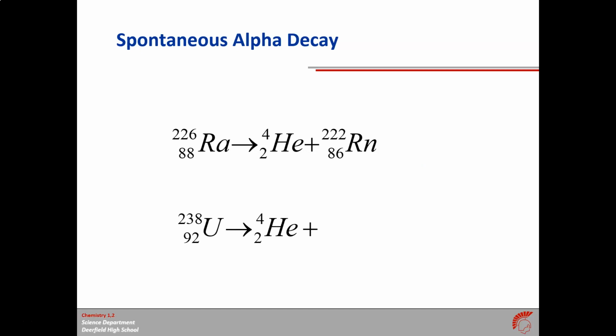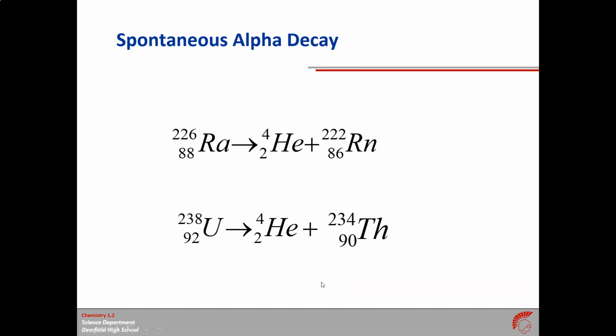So here's an example that I want you to do. Take a moment. Can you figure out what the product is after this alpha decay? So uranium-238 undergoes an alpha decay. What's the product? Take a moment and figure it out. Obviously, you need a periodic table to do that. Pause if you need to get a periodic table.